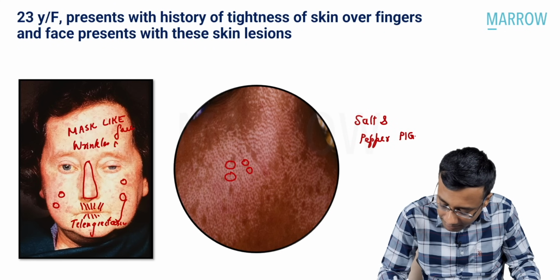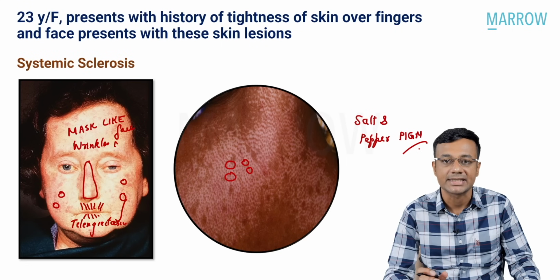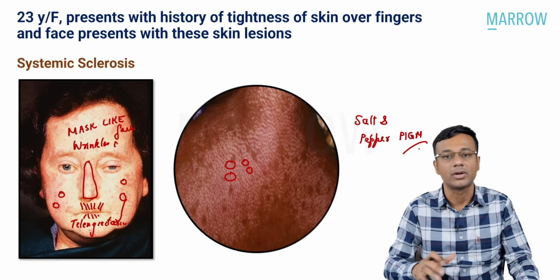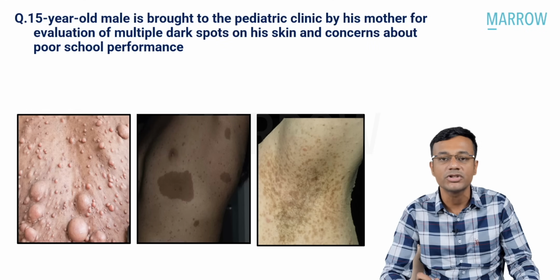Salt and pepper pigmentary abnormality. So in this context, we're talking about systemic sclerosis. Okay, here the difference between morphea and systemic sclerosis is that not only the skin is involved, it also involves fibrosis of the internal organs. Next, we move on to genodermatosis.